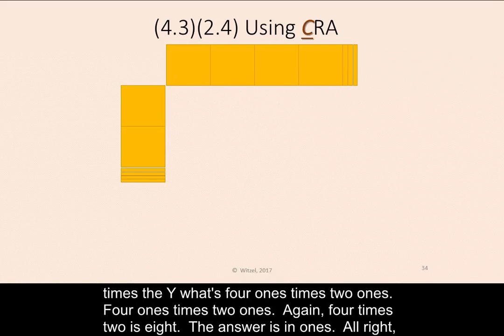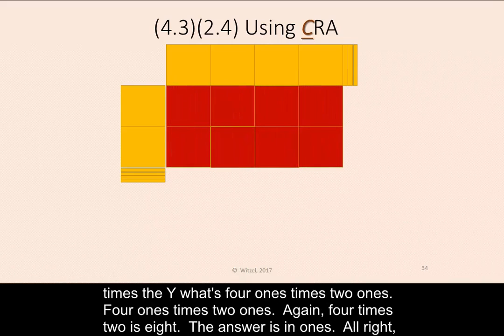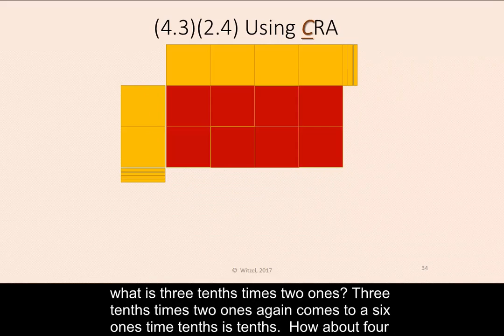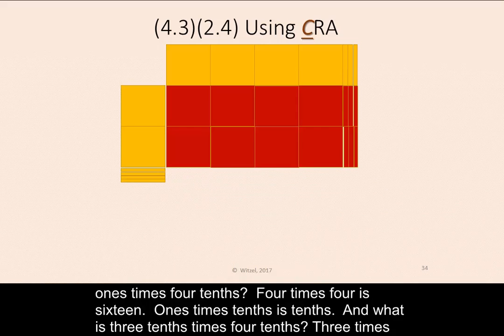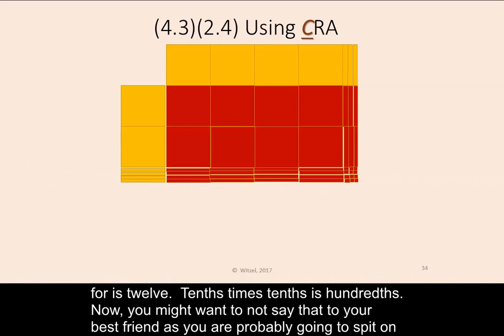What's 4 ones times 2 ones? Again, 4 times 2 is 8. The answer is in ones. All right, what is 3/10 times 2 ones? Again, 3 times 2 is 6. Ones times tenths is tenths. How about 4 ones times 4/10? Well, 4 times 4 is 16. Ones times tenths is tenths. And what is 3/10 times 4/10? 3 times 4 is 12. Tenths times tenths is hundredths.